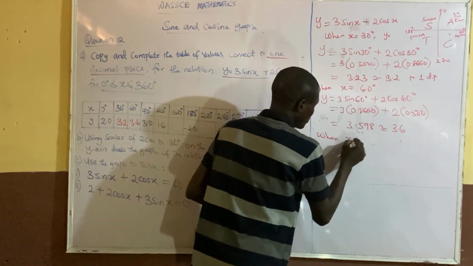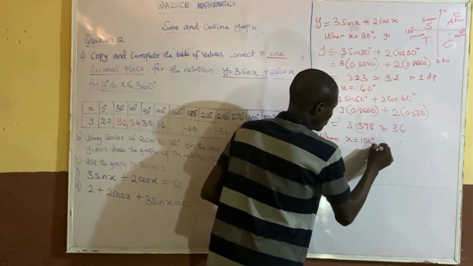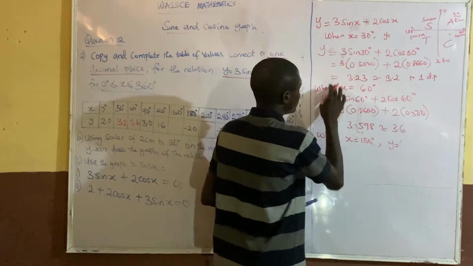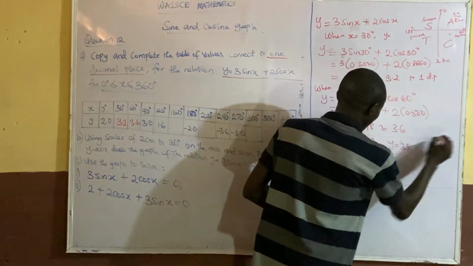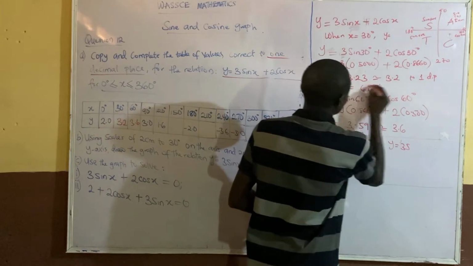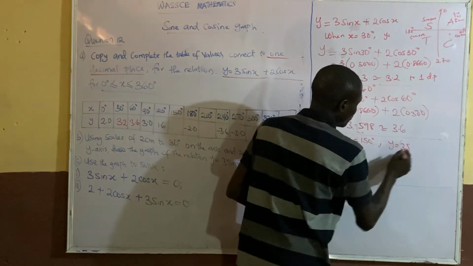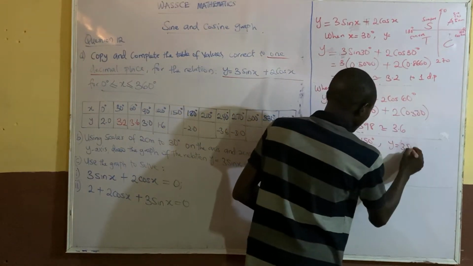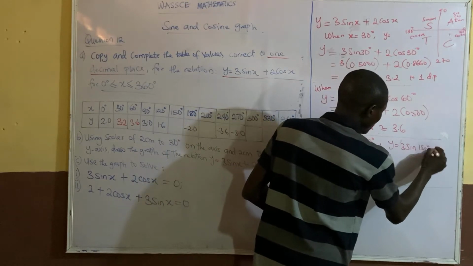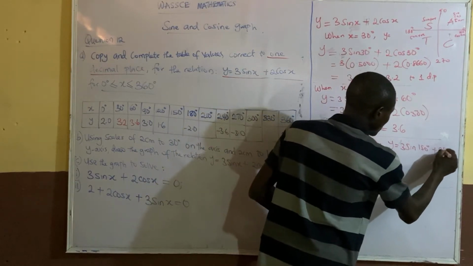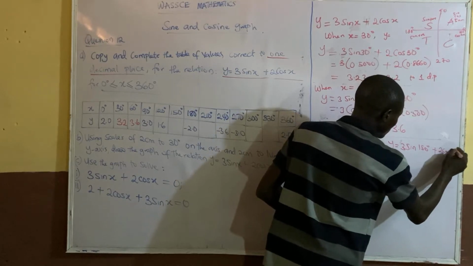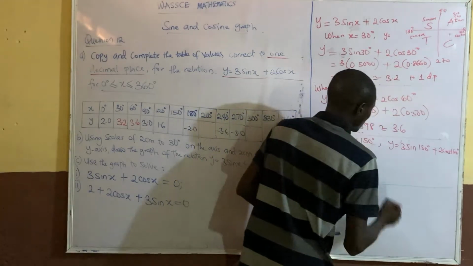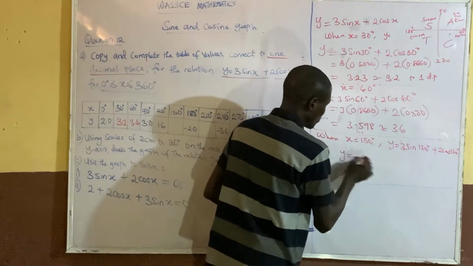When x is equal to 150 degrees, y will be equal to, using the following expression, 3 sine 150 plus 2 cos 150 degrees. Let me demonstrate it. So now we can see that we are in the second quadrant.